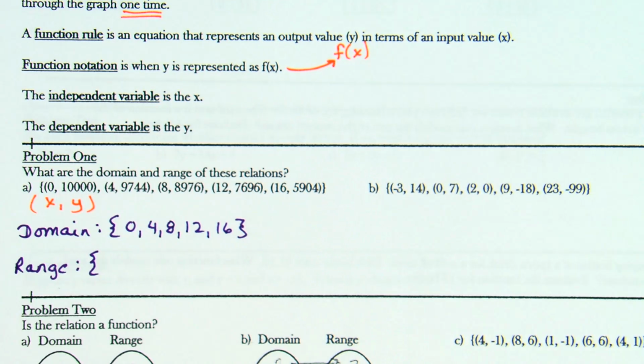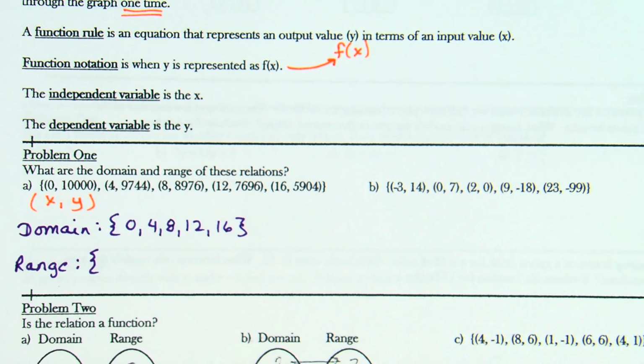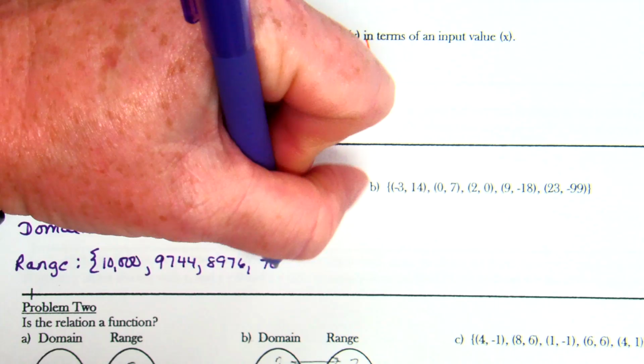But notice he listed all of the y values, didn't he? Yes. 10,000, 9,744, 8,976, 7,696, 5,904. Questions on that extremely difficult problem?